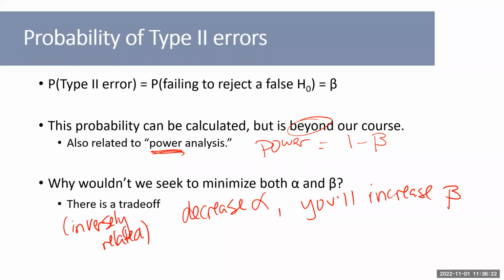Okay, so you cannot just seek to make both of them as low as possible, because you can't make them both really close to 0, because one getting really close to 0 means the other one kind of blows up.